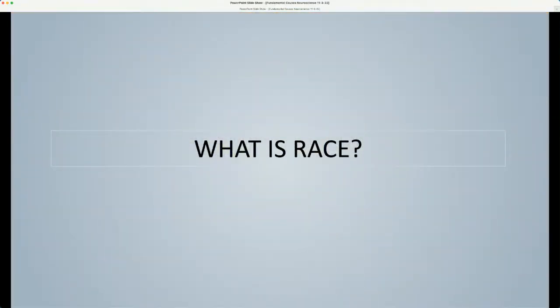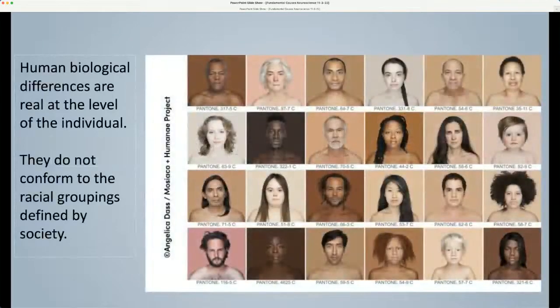Let's be clear from the outset, the issue is not race, it's racism. But to address this problem, we also must acknowledge that human biological differences are real. We see human biological differences with our own eyes in a person's skin color, facial features, hair texture, etc. However, the differences are not racial.